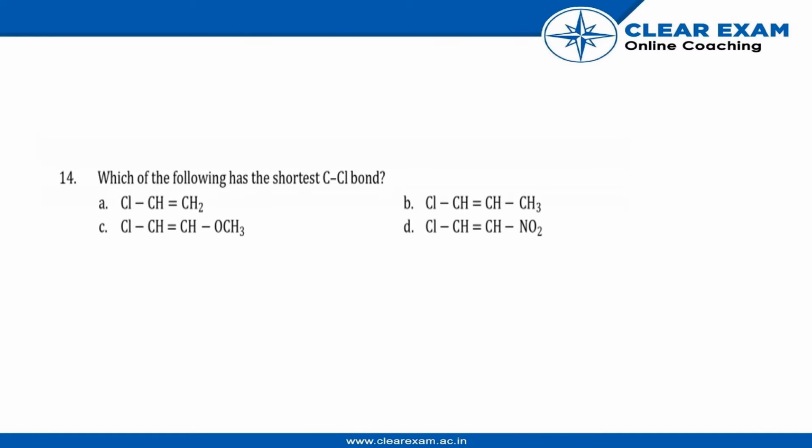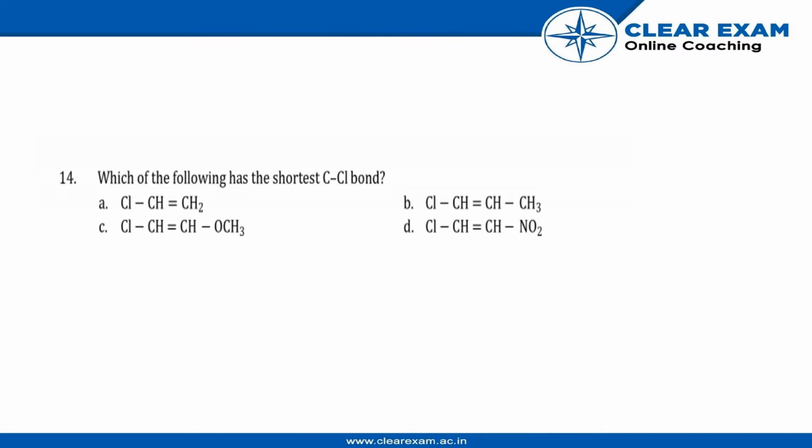Okay, so in this question we have to find which of the following has the shortest C-Cl bond. Now, this question is based on the concept of conjugation, in which the C-Cl single bond is converted to a partial double bond, and the higher the number of double bonds, the shorter the bond length. So we have to check the extent of conjugation in all four cases.